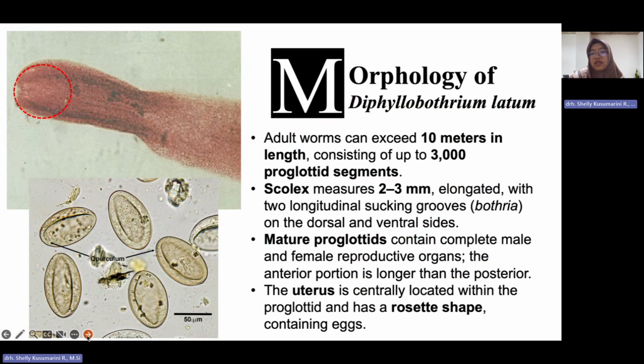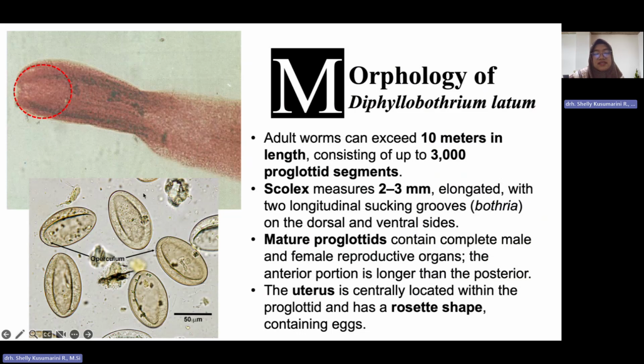Next, the morphology of Diphyllobothrium latum. The adult worm can exceed 10 meters in length, consisting of 300 proglottid segments. And the scolex measures 2 until 3 millimeters, elongated with two longitudinal sucking grooves we call bothria on the dorsal and ventral side. And the mature proglottid contains complete male and female reproductive organs.